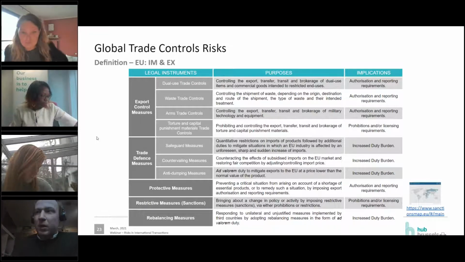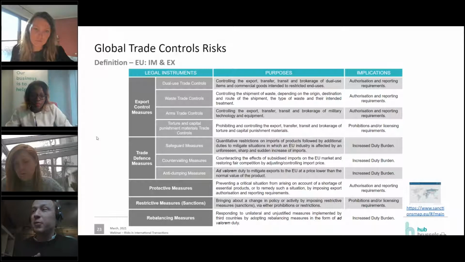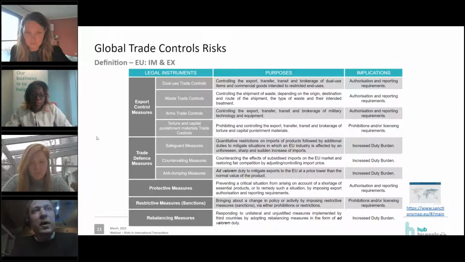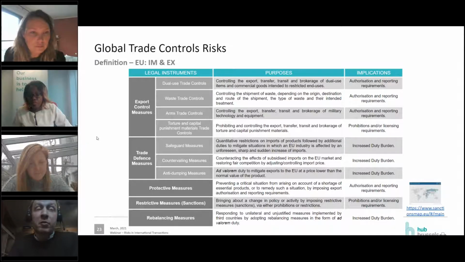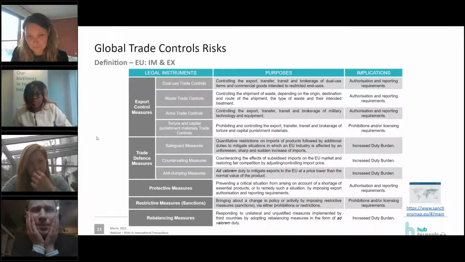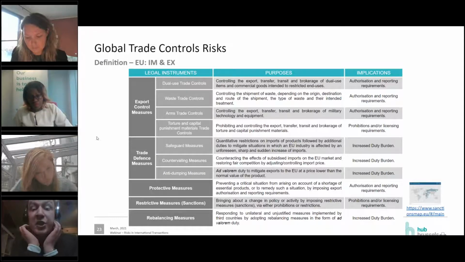Dual-use trade controls are a type of export control measures controlling the export, transfer, transit, and brokerage of dual-use items and commercial goods intended for restricted end uses. Dual-use items are products which could be used for both military and civil purposes. They are really to be distinguished from military products, because the latter are products only intended for the military or defense sector, so they cannot be used in the civil industry. An example of a dual-use item is a GNSS receiver, or GNSS antennas.